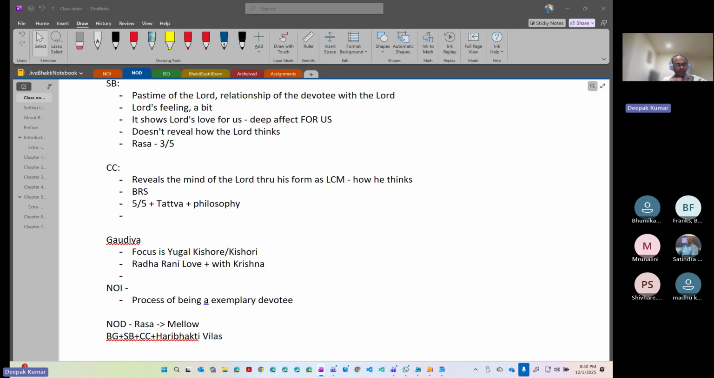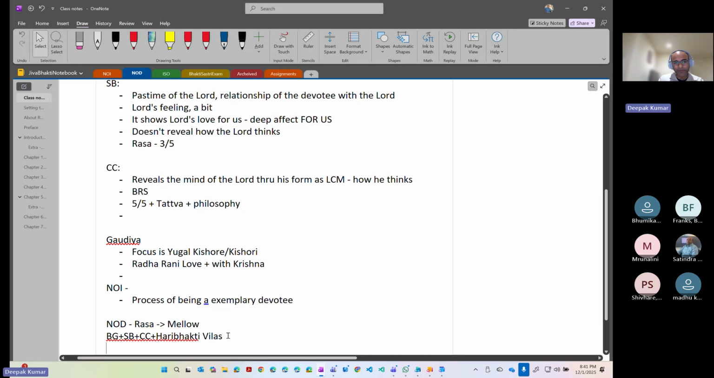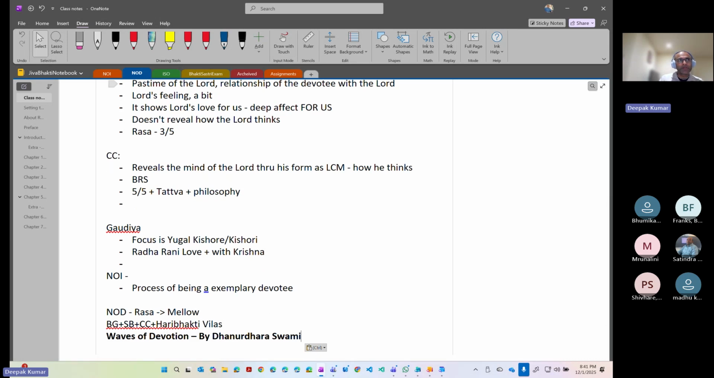Some of the material I already told you while we were covering. Wherever it makes sense, I'll bring some concepts from the Madhura Kadambini also, where it's relatable and adds value to our practice of bhakti. We will also be referring to one other book, which you can buy if you like, but it's not required. If you're the curious type and would like to read more, it's called Waves of Devotion by Dhanurdhara Swami. These are our reference materials.